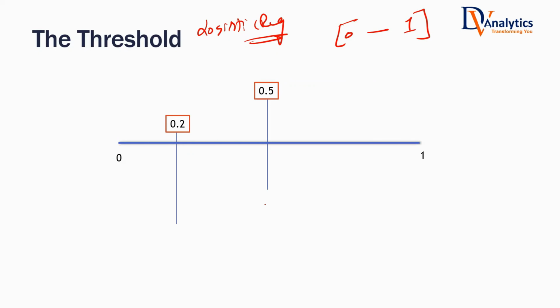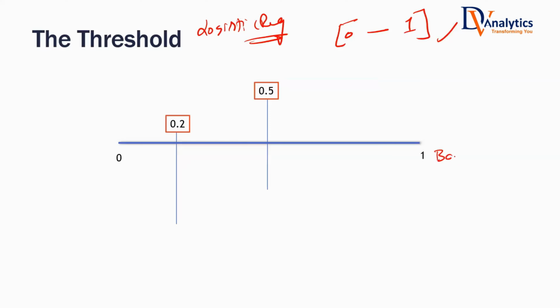Automatically, at 0.5, some kind of threshold is created. Anything below 0.5 is considered as class 0. Greater than or equal to 0.5 is considered as class 1. Automatically, the Python tool does that. But we can override it. We can change that threshold.